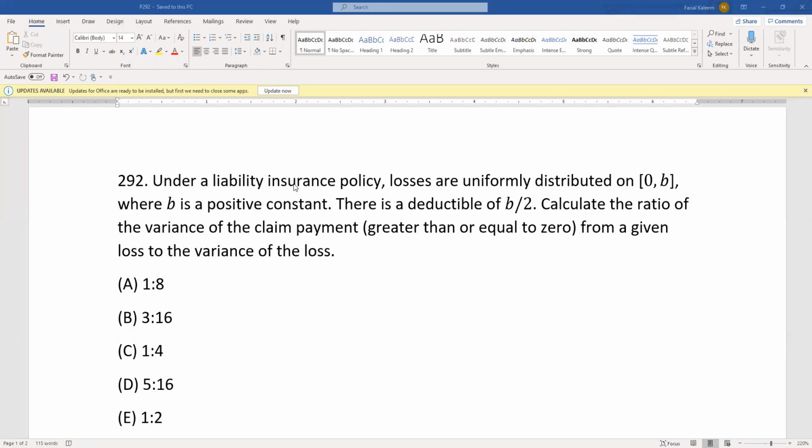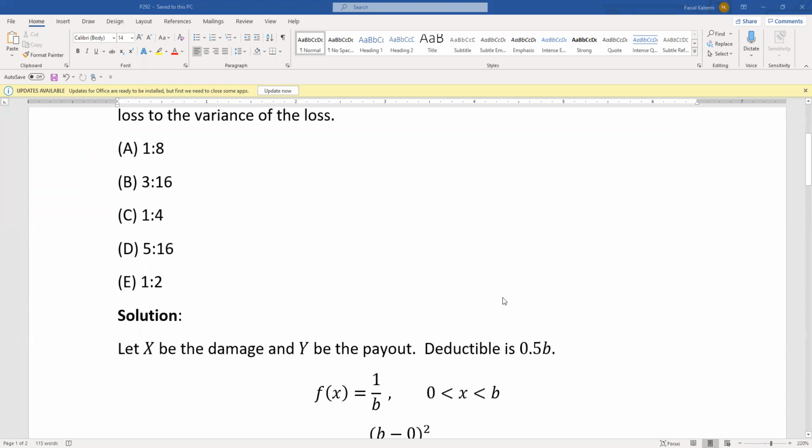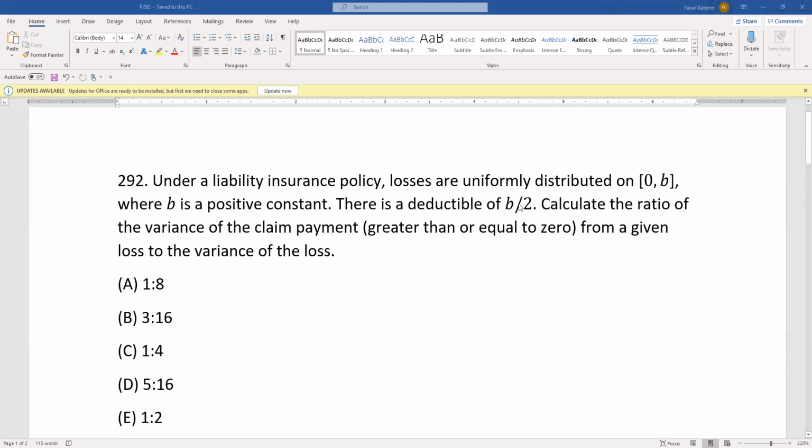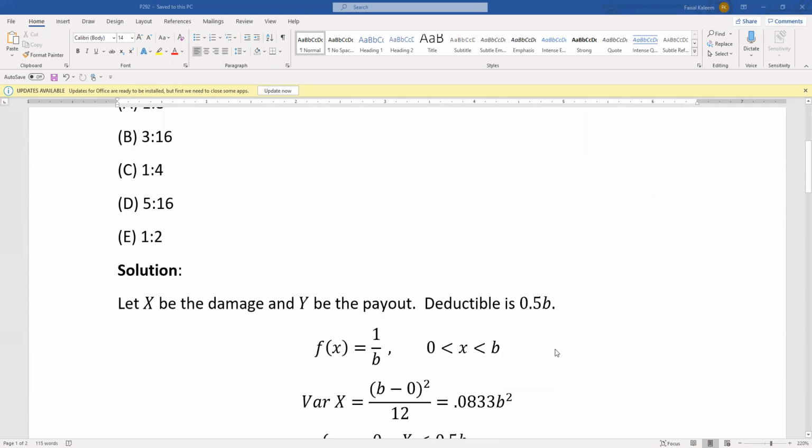Under liability insurance, losses are uniform on 0 to B. There is a deductible of B by 2. Calculate the ratio of the variance of the claim payment from a given loss to the variance of the loss. So let the loss be X and Y be the payout. The deductible is 0.5B. B by 2 means 0.5B.